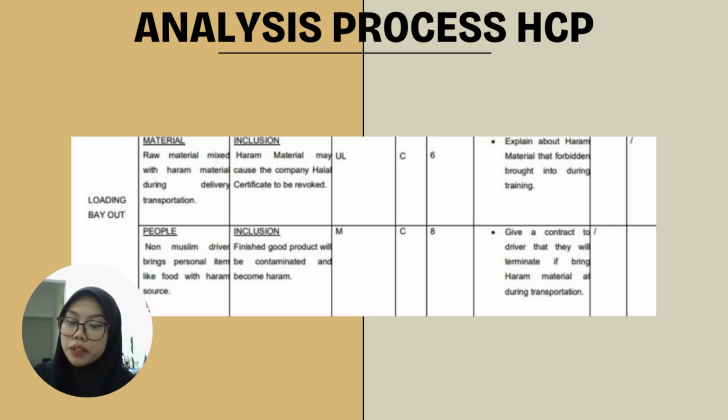The next one is people. A non-Muslim driver brings personal items like food and haram sauces. When this happens, the finished good product will be contaminated and become haram. The likelihood for this step is moderate, and when this happens it will be critical. So the risk ranking will be eight. To avoid this from happening, we need to give the driver a contract stating that they will be terminated if they bring haram material during transportation.